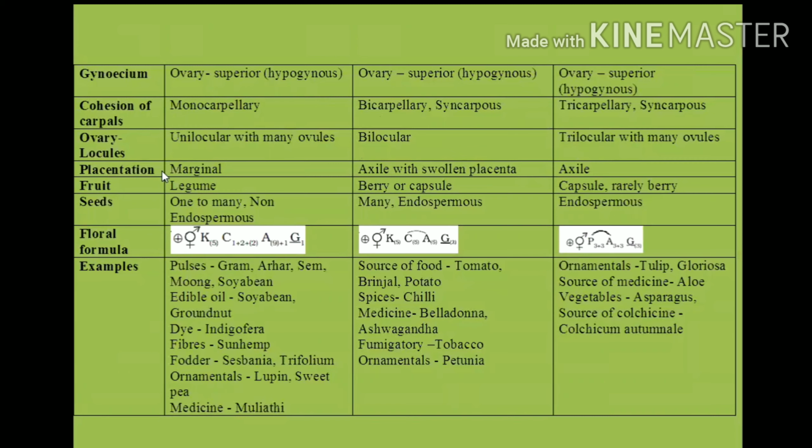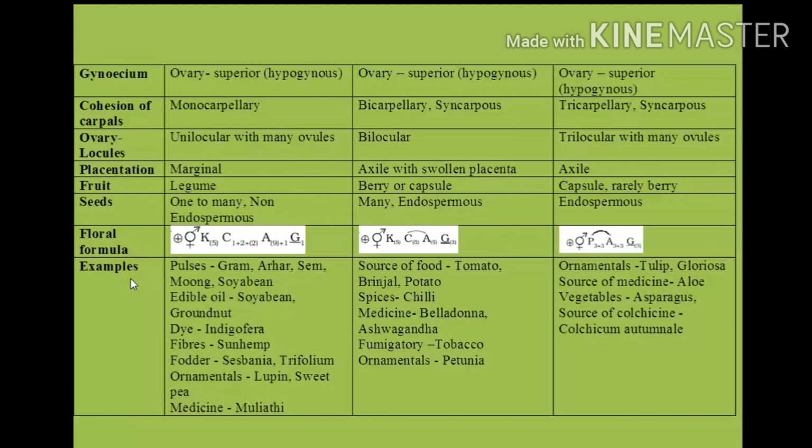The placentation, Fabaceae exhibits marginal placentation, and Liliaceae and Solanaceae, they show axile placentation, but a unique feature of Solanaceae is the presence of a swollen placenta. Fruit is a legume in Fabaceae. Berry or a capsule can be seen in Solanaceae, and mostly a capsule, rarely berry, can be seen in case of Liliaceae. Seed is non-endospermous in Fabaceae, whereas endosperm is present in the other two families. You can see the floral formula which is depicted here.